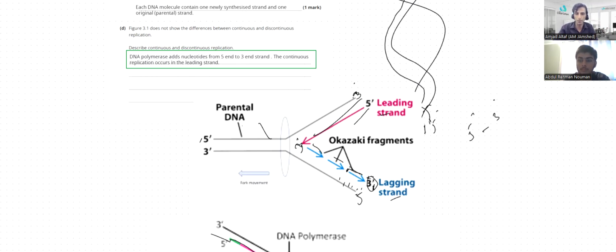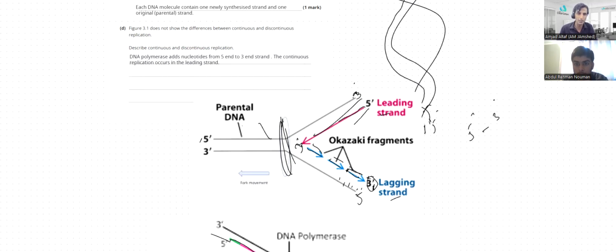In the second case, if this is the replication fork on this strand, you can see that on the lagging strand the DNA polymerase is adding the nucleotides in the opposite direction. That's the actual difference. On the other side, in the leading strand, the arrow is going towards the replication fork. However, on the lagging strand, the arrows are going away from this replication fork. Abdul, are you getting this? So this is what you need to answer.